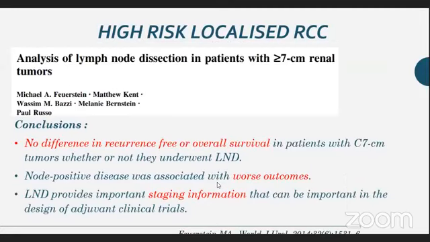Okay, let's go to the high risk disease but localized RCC. So more than 7 centimeters. Once again, if you look at lymph node done patients versus lymph node not done patients, node positive patients always had a worse outcome, but just adding the lymph node dissection did not add to the survival. So it looks like it is more a prognostic rather than a therapeutic intervention.